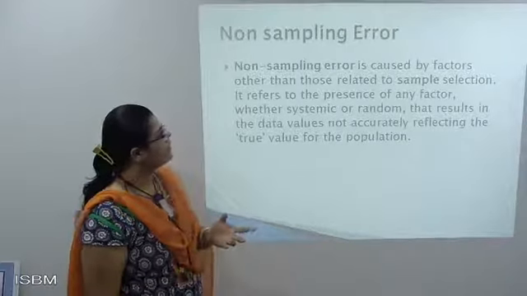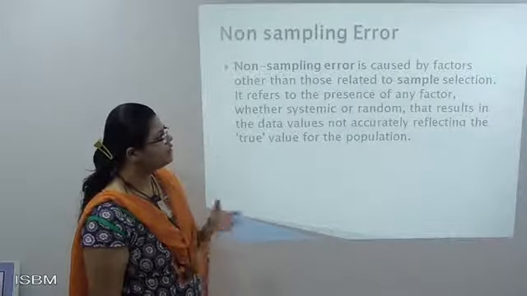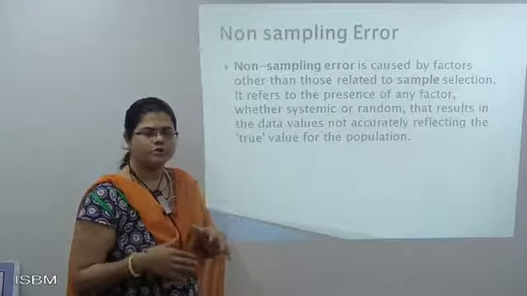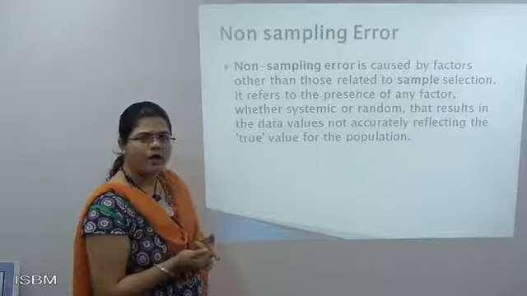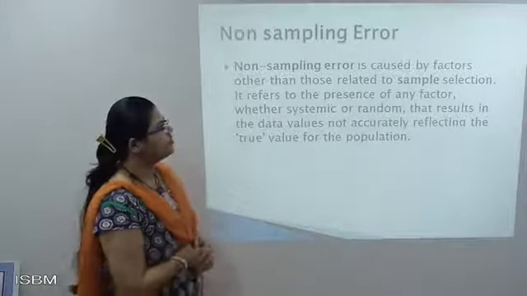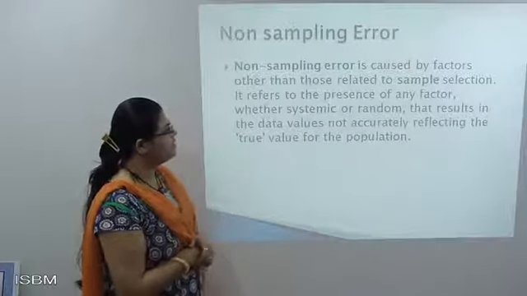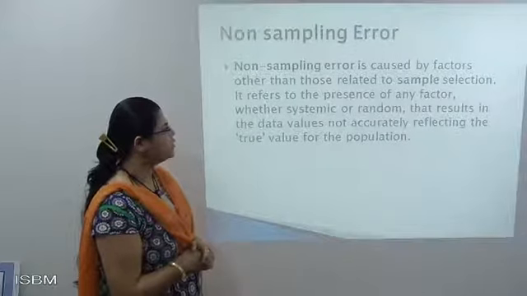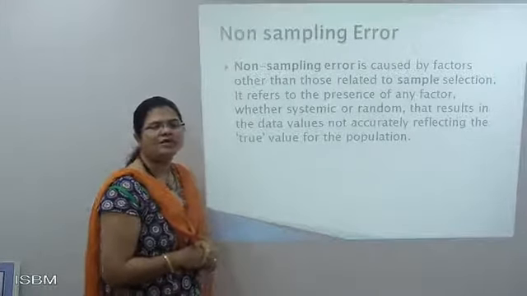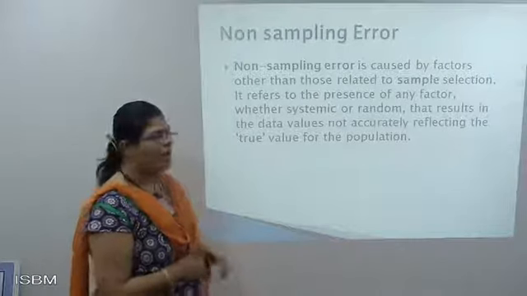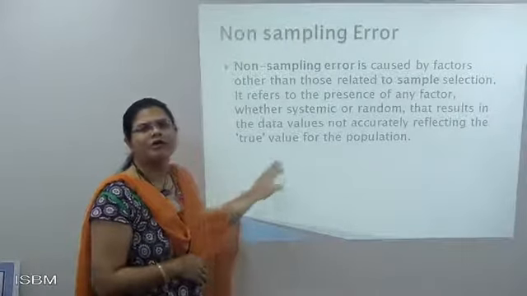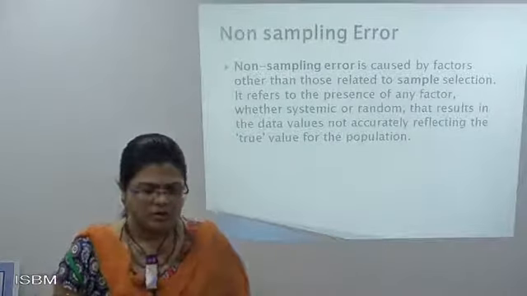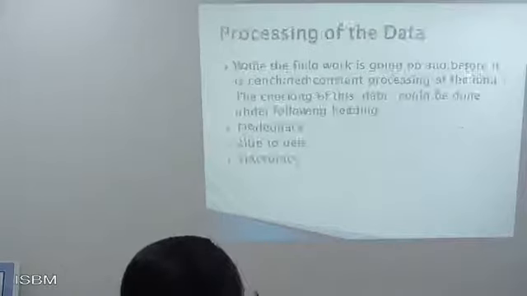Non-sampling error is caused by factors other than those related to the sampling selection. Whatever samples you have selected, from there we are getting non-sampling error. It refers to the presence of any other factor, whether systematic or random, that results in the data's value not accurately reflecting the true value for the population. So here, in a systematic way of error, you have a population, and from that population you are not getting accurate information. That is why it is called a non-sampling error, which creates problems in getting that information.